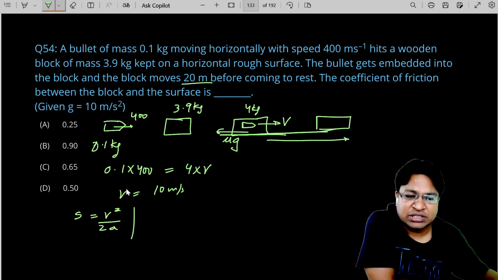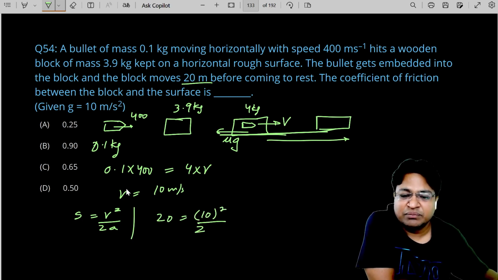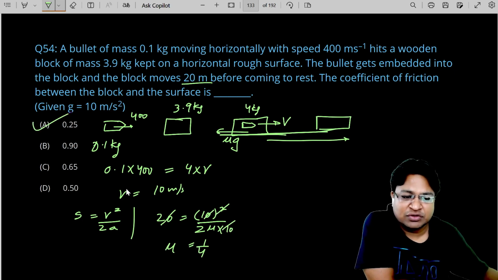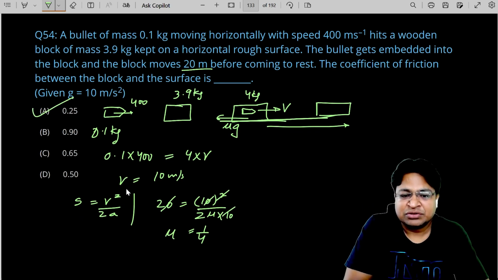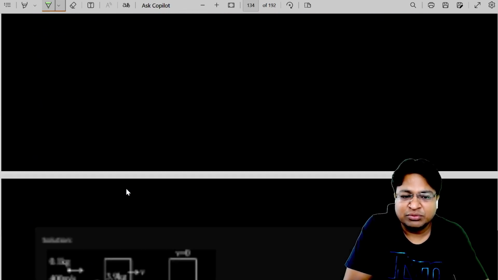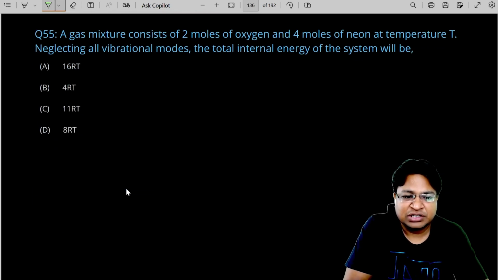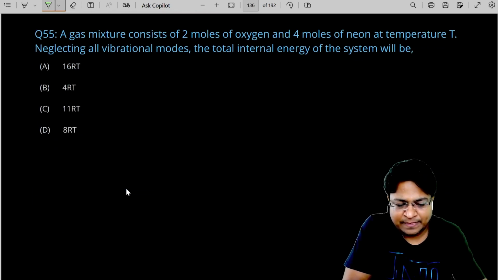Here s is 20, v is 10. So 10 square upon 2 times mu g. Mu is what we want to find out, and g is 10. So the 10 gets cancelled from here, and the 0 gets cancelled from here. So the value of mu is actually 1 by 4, which is 0.25. So option A would be the correct answer to this. So that was question number 4 for you. We'll now move to question number 5. Let's see what it has in store for us.